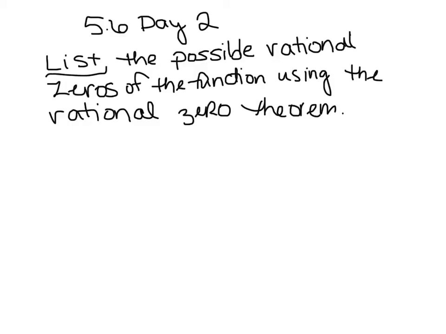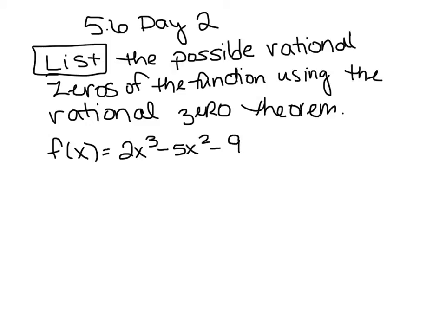Because it says list, it's not asking us to solve, it's just asking us to find what all the possible zeros are. So the function is f of x equals 2x to the third minus 5x squared minus 9. Remembering what we did yesterday, p is equal to the constant, q is equal to the leading coefficient. So the rational zero theorem is all the p's divided by all the q's.